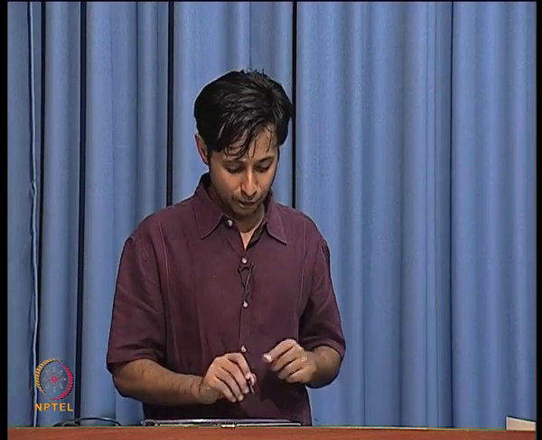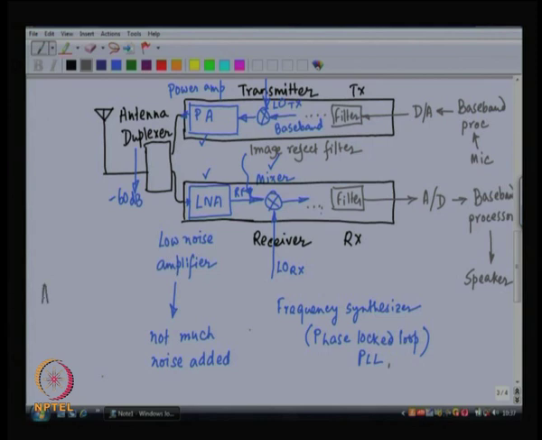So, we are going to talk about commonly used architectures of radios in this course.